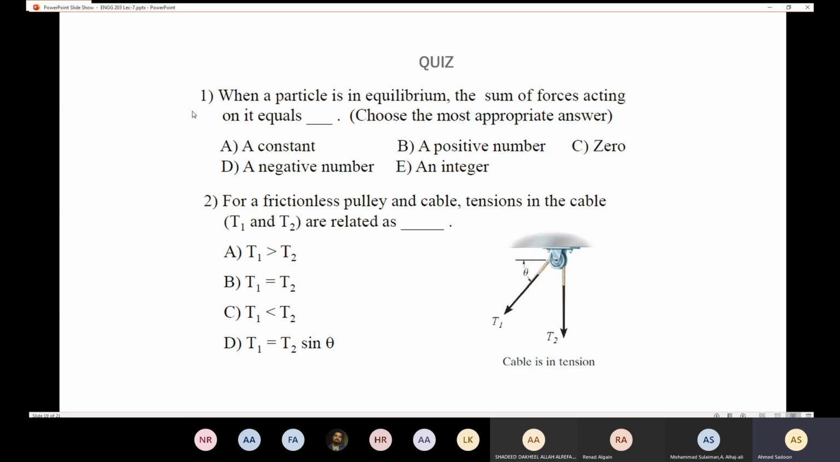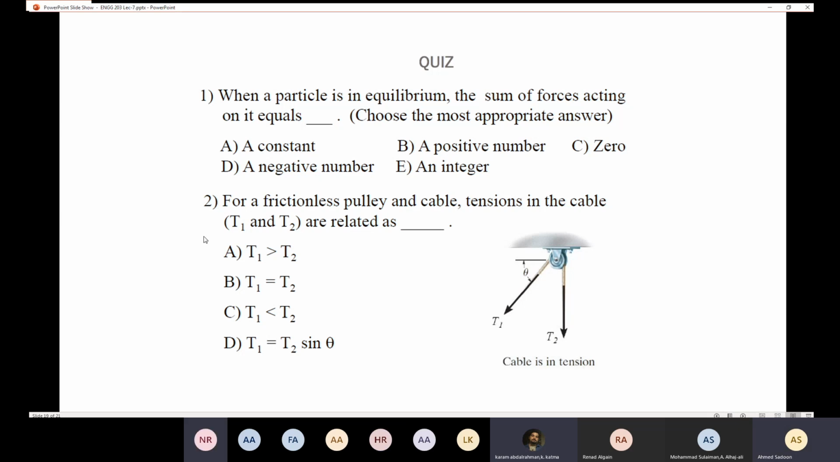The first question: when a particle is in equilibrium, the summation of the forces acting on that particle is going to equal: a constant or a positive number, zero, a negative number, or an integer. So what is the answer? C, zero. Zero, C.